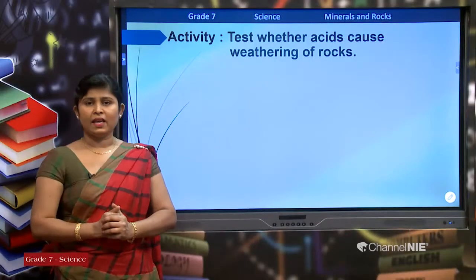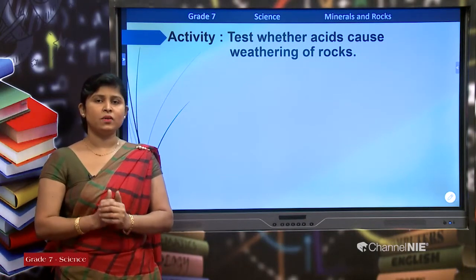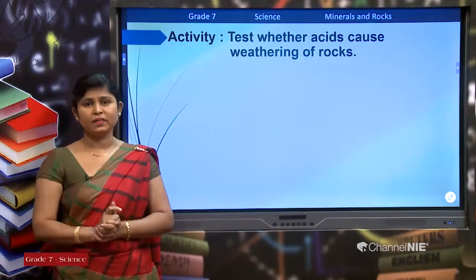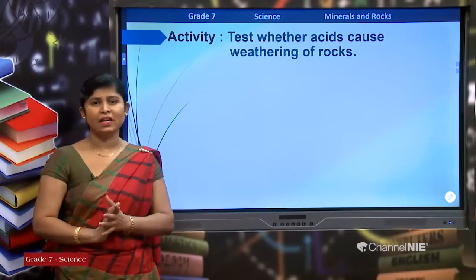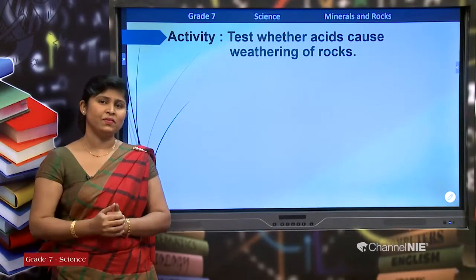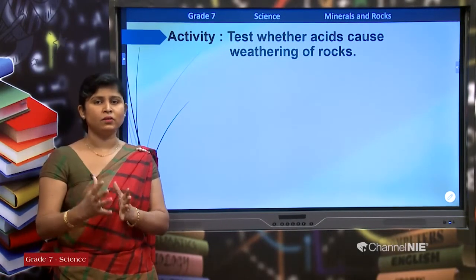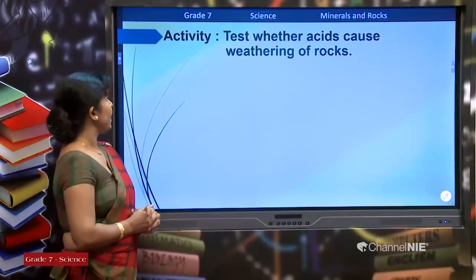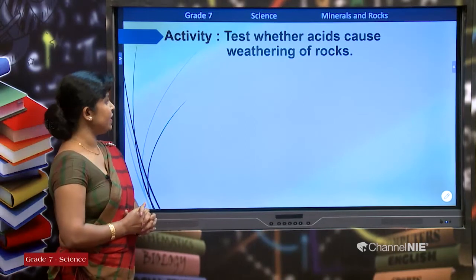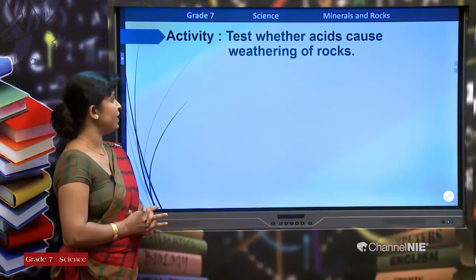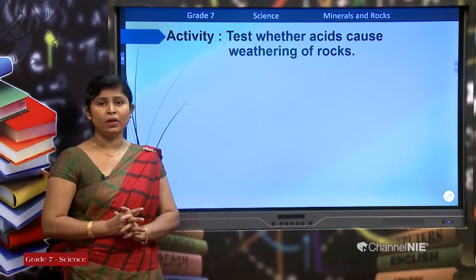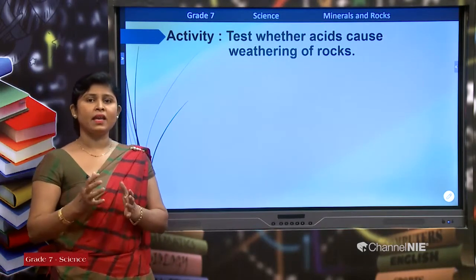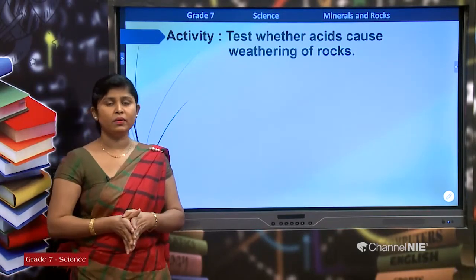Let us take an activity, right. First of all, let us read the activity. After that, I will do the activity. You can get your observations and then you have to arrive at a conclusion. We will see. Activity: test whether acids cause weathering of rocks. Now, I am going to check whether acids can cause the weathering of rocks.